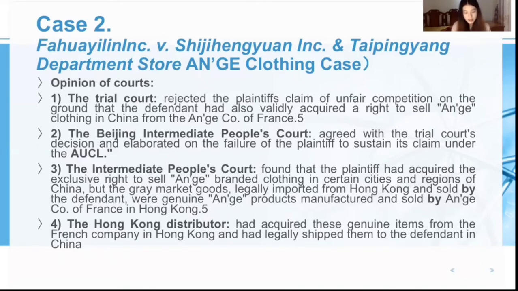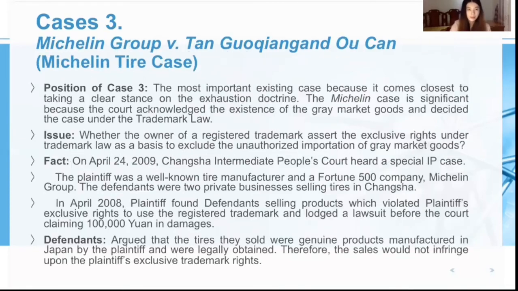Unfortunately, the court did not have an opportunity to rule directly on the exhaustion claim because the plaintiff could not assert a claim on the trademark law and instead relied on the AUCL.